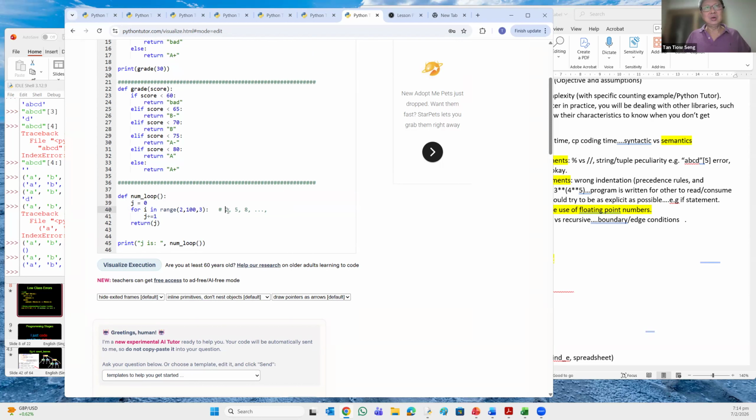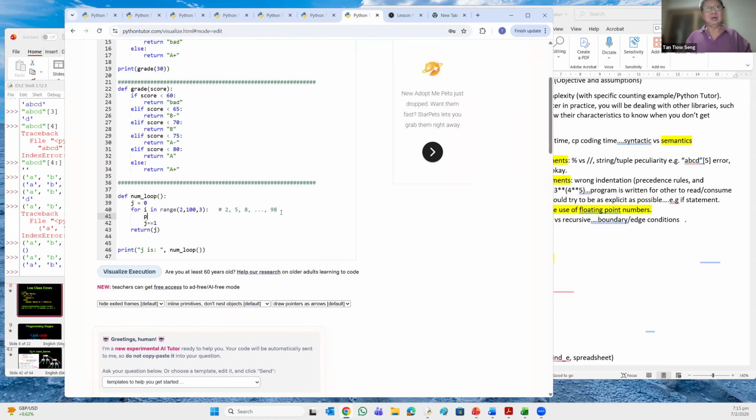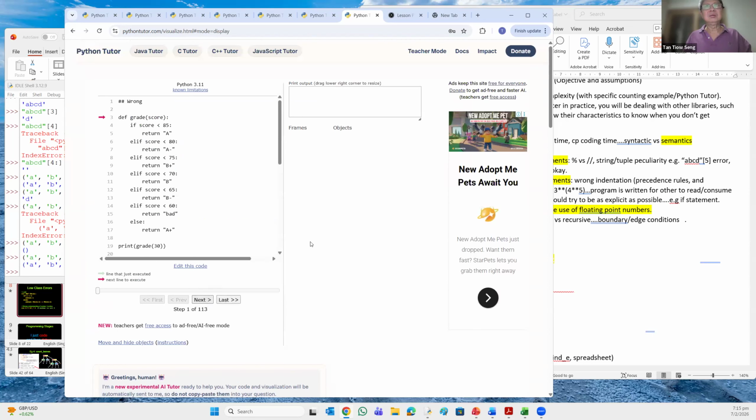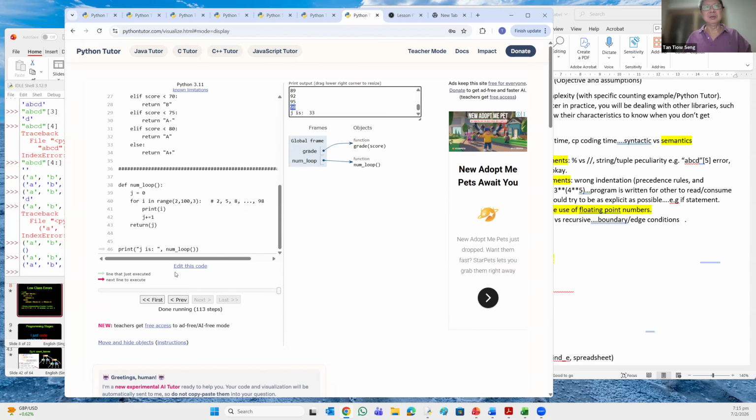As you can see, 2 modulo 3 is equal to 2, 5 modulo 3 is also 2, 8 modulo 3 is also 2. So the last number here should be modulo 2. So it is not 99, because 99 modulo 3 is equal to 0. Then 98 is exactly modulo 3 equal to 2. So the last number is indeed 98. All right, if you don't believe it, we can print i and visualize it. Right, 98 is the last number.